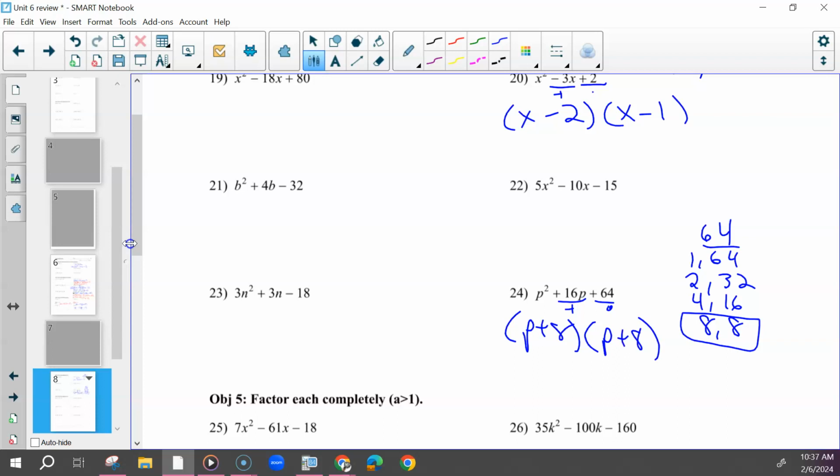23 has a number in front. And if it's in this section, look for a GCF. It's most likely this one. So divide everything by 3, and then keep going.